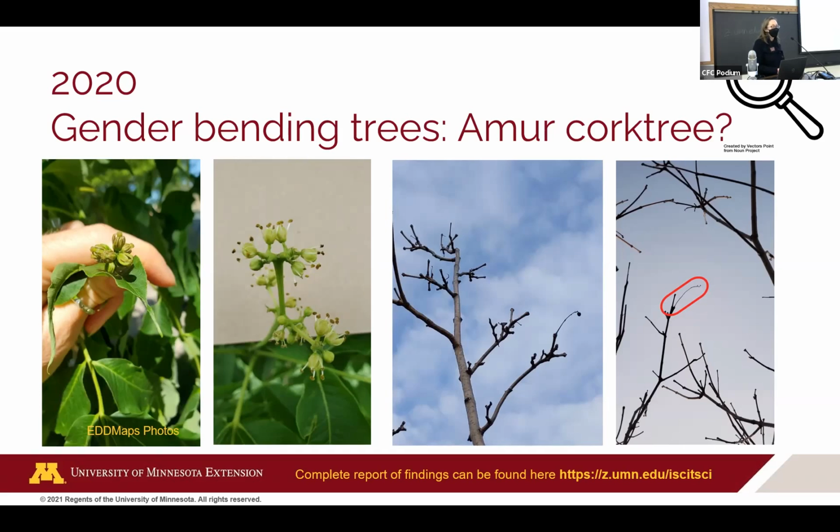Then I had volunteers go back out, go to those exact same trees using the EddMapS Pro app, and look for fruit. And this is what they found in the fall after leaf off in November. And then you can see on the far right, the fruit stem. And so this is what we were able to use for data.